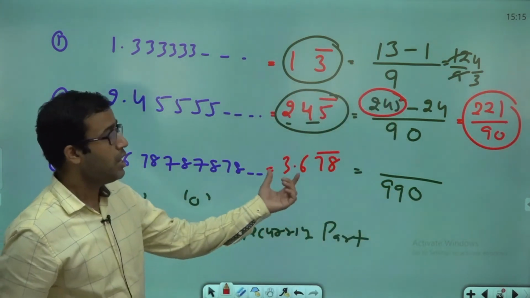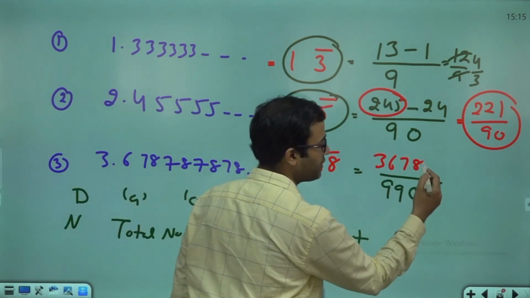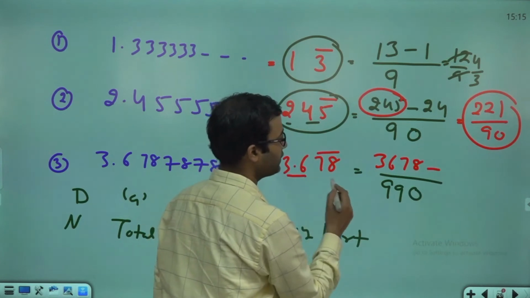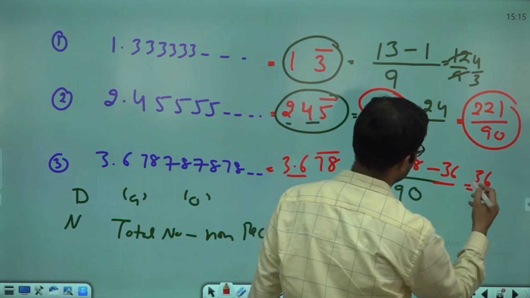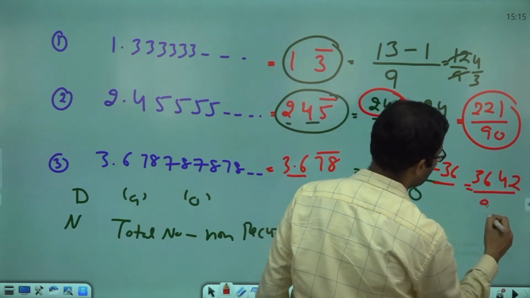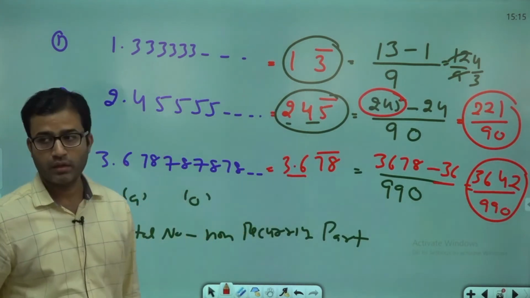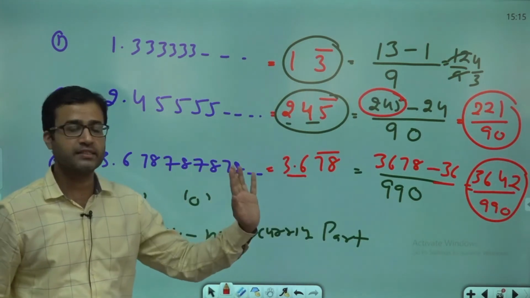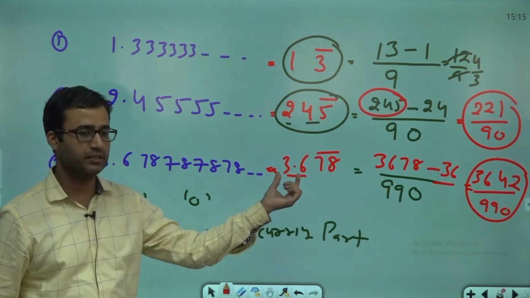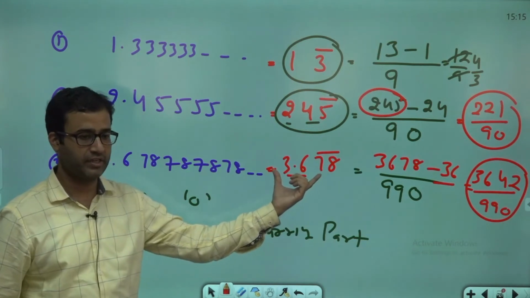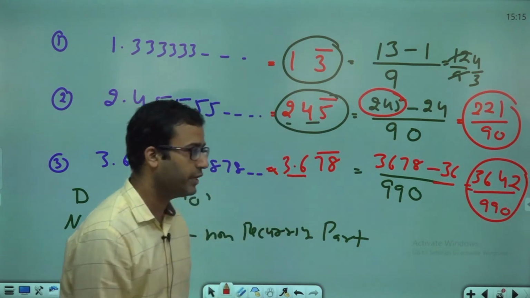Otherwise. Next question. What is the total number? 3678. What is non-recurring? 36. So here 3642 upon 990. Simplify. For numerator, ignore decimal. Total number minus non-recurring. Non-recurring is 36. Total number is 3678. I take one more example for category 1 students.